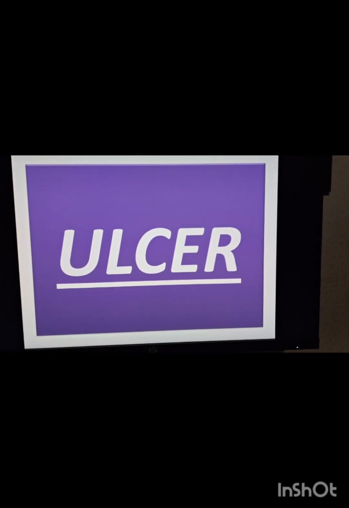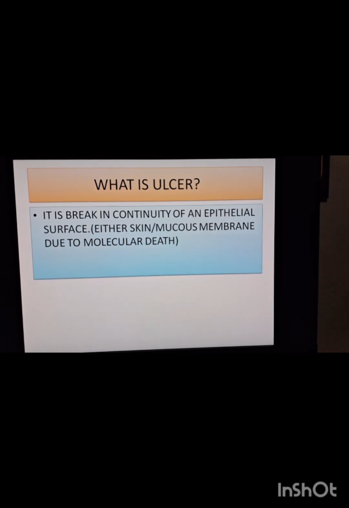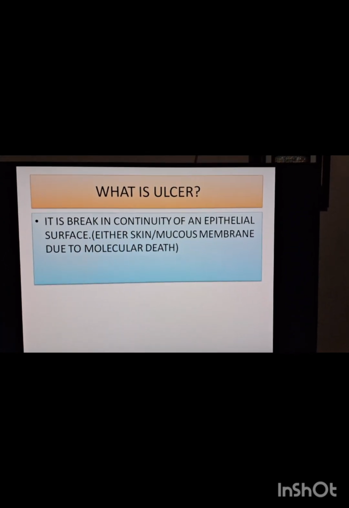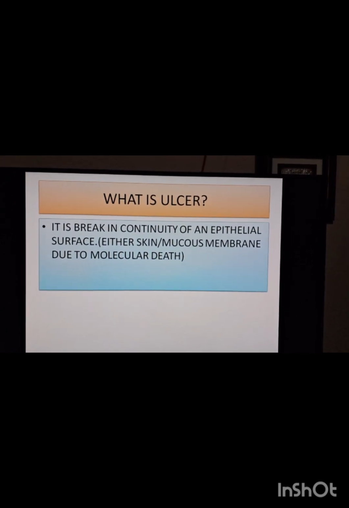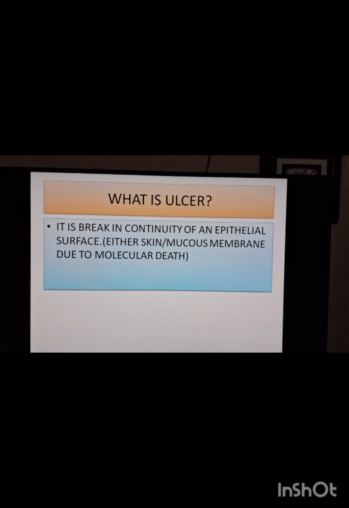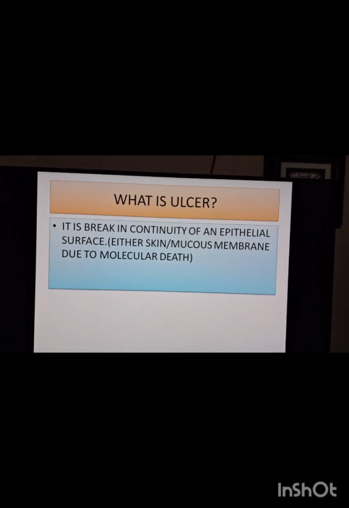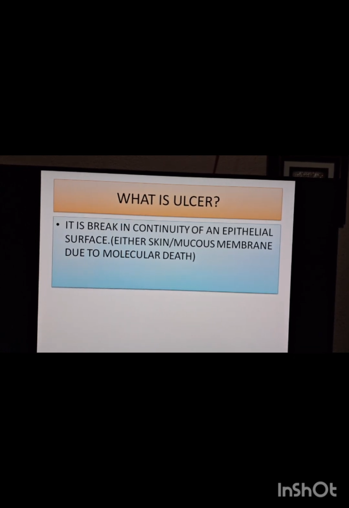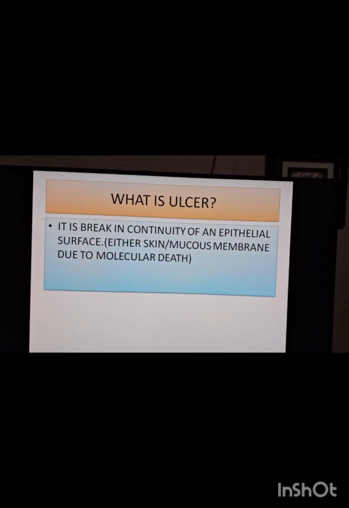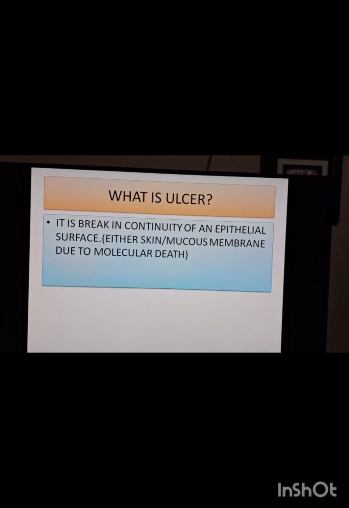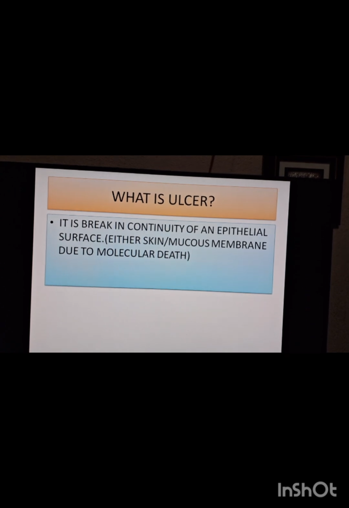What is ulcer? Ulcer is a break in continuity of an epithelial surface, either skin or mucous membrane, due to molecular death. In normal tissue, the epithelial surface is continuous, but because of different causes, molecular death or cell death, tissue destruction occurs. There is a break in continuity of the epithelial surface. So that's the basic idea of ulcer.